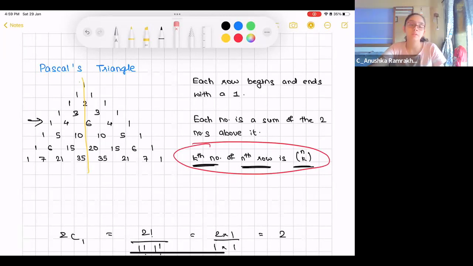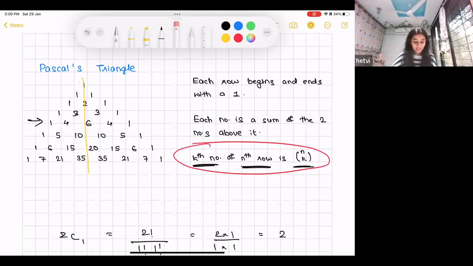Yes, Anushka. I have also thought about the same thing. I know one identity, that if we have nCk, we can say that nCk is equal to nC(n minus k). So if we have k, then the opposite over there will be n minus k. Therefore, it will be true. Yes, that's correct.